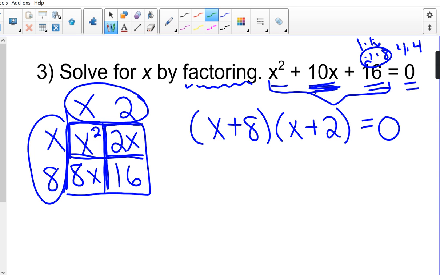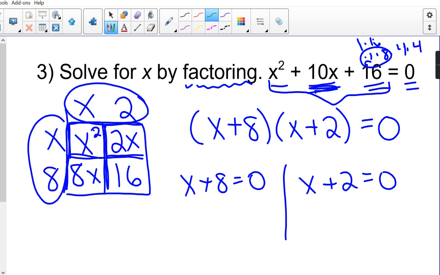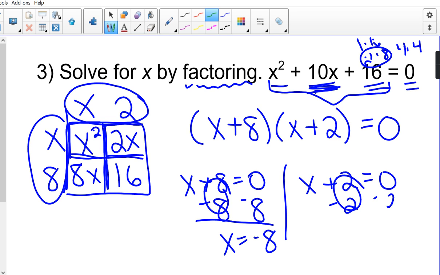Okay, now that we have two factors that are multiplying to equal 0, we could set each one equal to 0. We could say either x plus 8 could be equal to 0, or x plus 2 could be equal to 0. And then you know how to use inverse operations to get x alone. So we could subtract 8 here, and we have x equals negative 8. Subtract 2 here, and x equals negative 2. So those are your two solutions. X equals negative 8 and x equals negative 2.